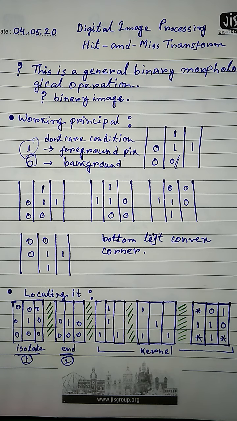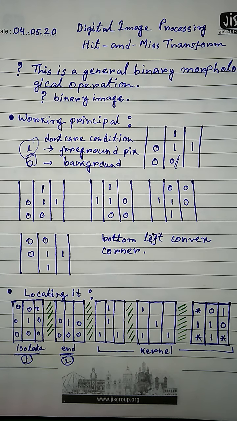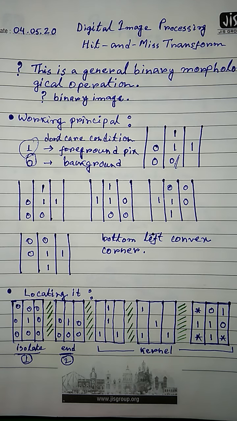That means the matrix. In order to find all the corners in a binary image, we need to run the hit-and-miss transform several times. Sometimes it is required to run the transform for different elements representing the 4 kinds of right angle corners. And in these right angle corners, you need to find out the binary images.